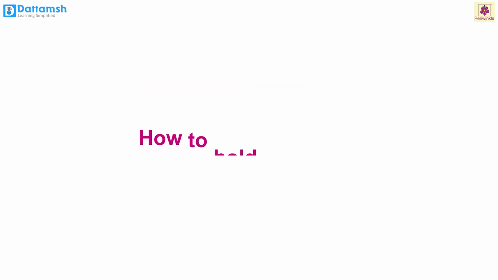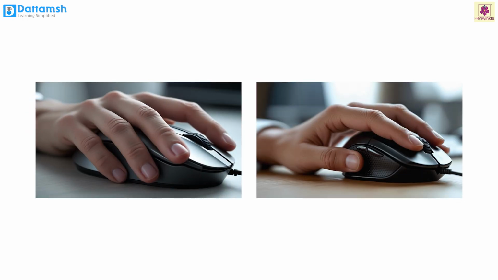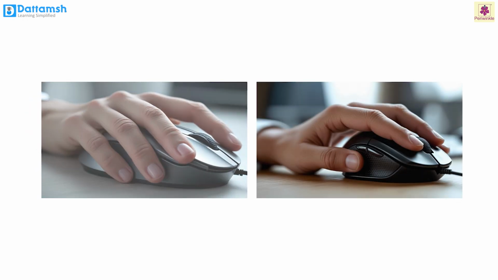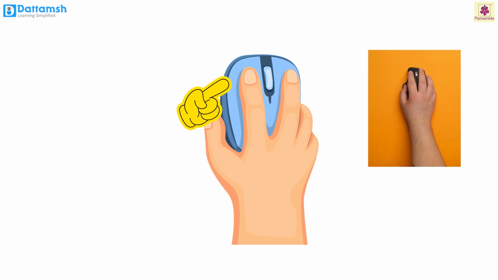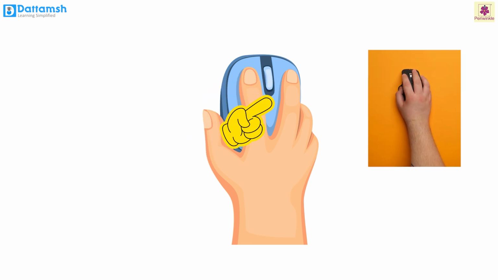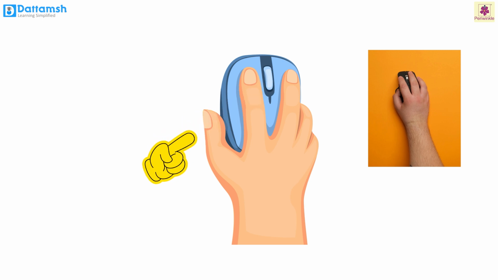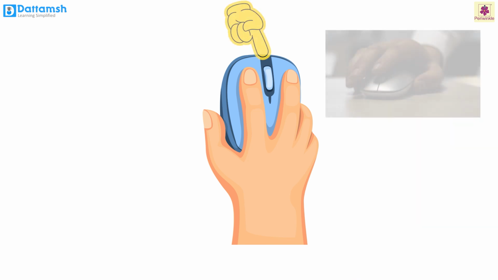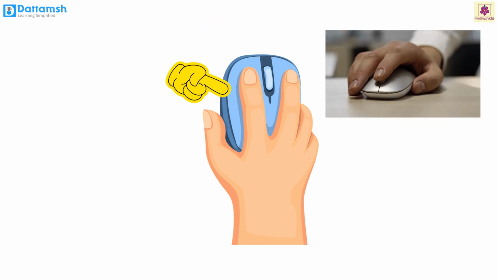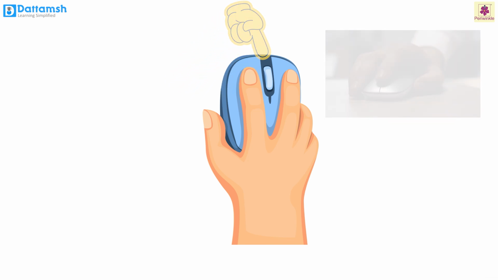Now let's learn how to hold a mouse. Place your hand on the mouse. Make sure your hand is relaxed. Place your index finger on the left mouse button. Place your middle finger on the right mouse button. Your thumb should rest on the side of the mouse for support. Hold the mouse to your side. To use the scroll wheel, use your index finger to scroll up and down.